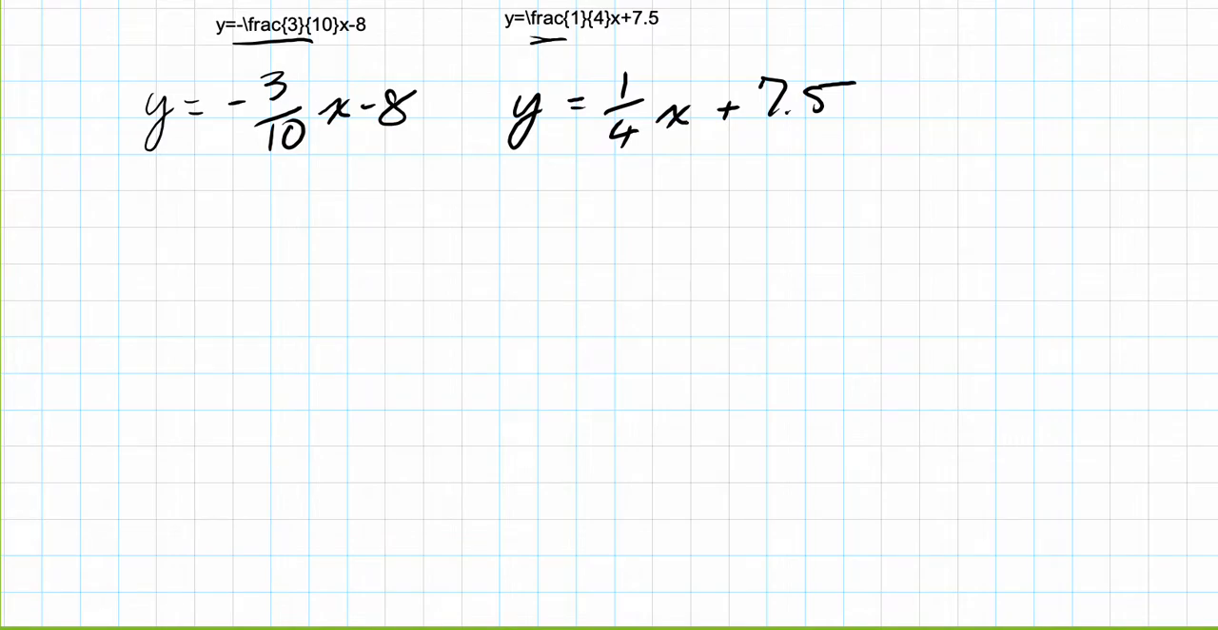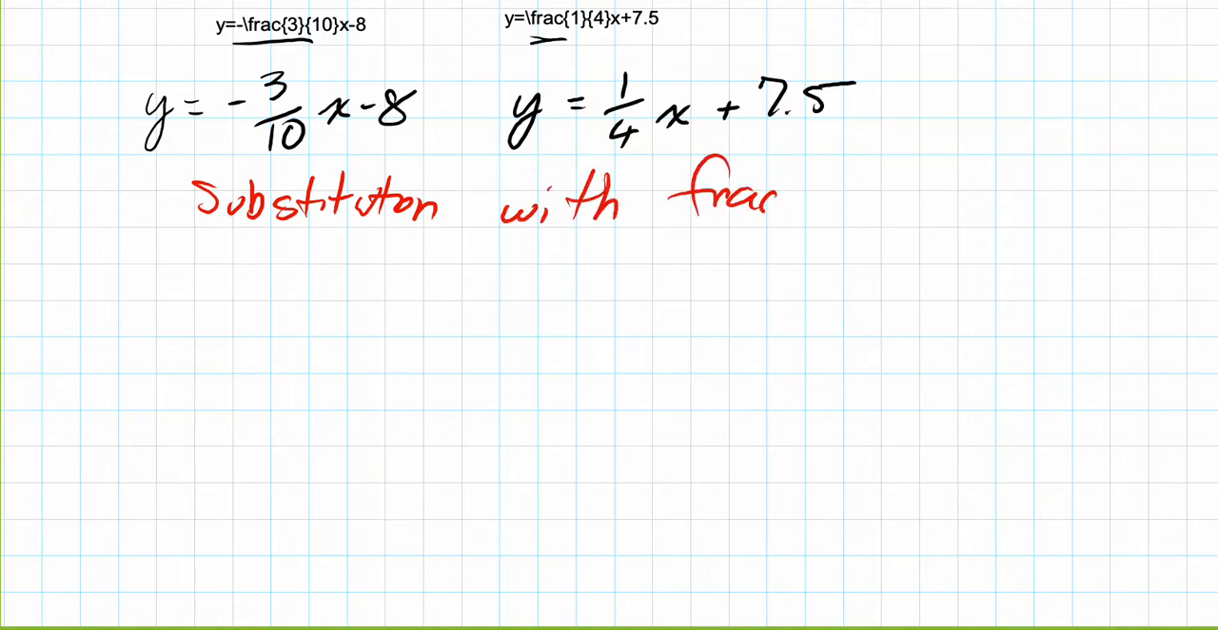So we're going to take a look at substitution again, but this time, so-called substitution with fractions. And the method doesn't change. It's just some of the algebra, so the operations, are a little trickier because we have some fractions. We even have a decimal mixed in here, so this one's going to be a bit trickier to work with.